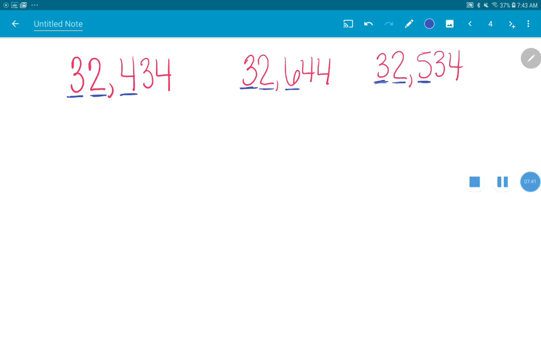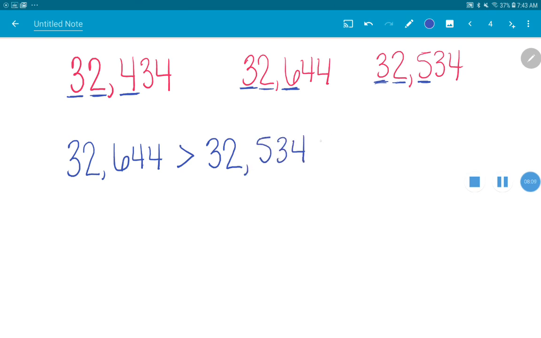So I can look at the hundreds place value. And I know that the biggest is 600. 600 is more than 400 and 500. So 32,644 is greater than. Now I've got my other two to compare. I have 400s and 500s. 500s is more, so 32,534, and that is greater than my smallest number, which is 32,434.